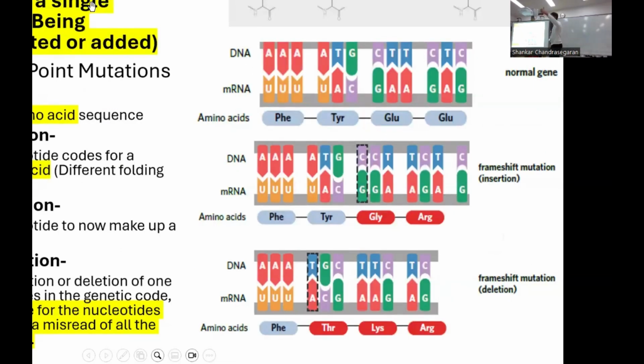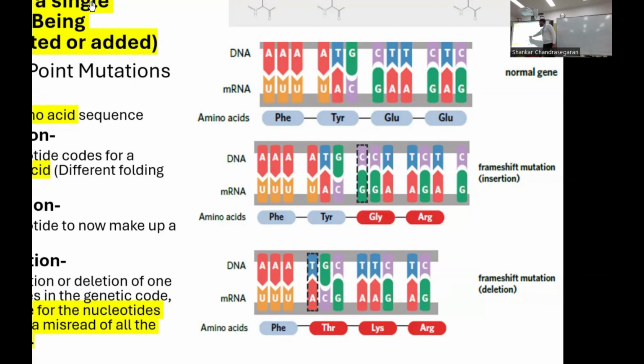So frameshift is caused by two things that can happen. One is an addition of a nucleotide, and the other is a deletion of a nucleotide. So let's look at it in terms of an addition. So this is the normal sequence, where this is the DNA, this is the mRNA made from it, and then these are the amino acids that it produces, right? So it's supposed to produce FAIR, PAIR, glue, and glue. That is the normal sequence.